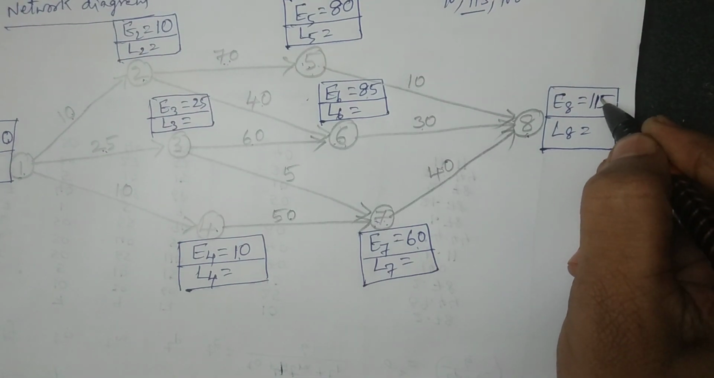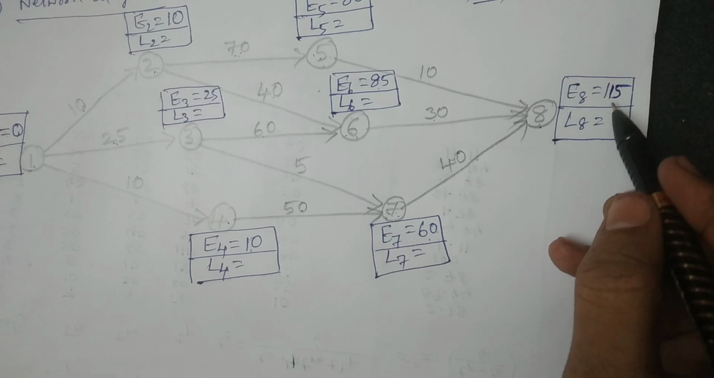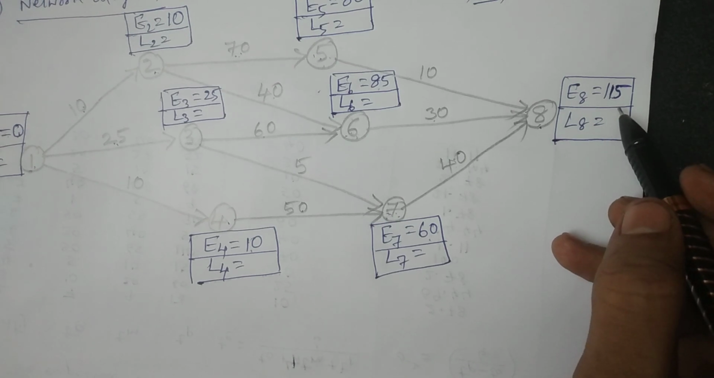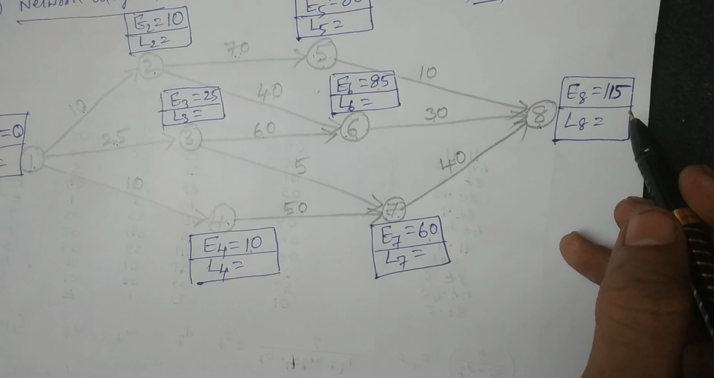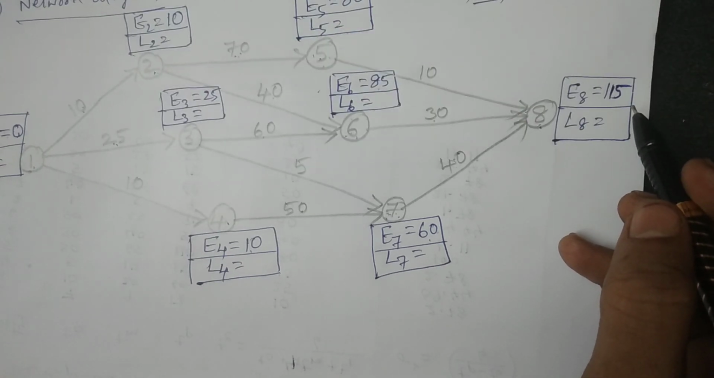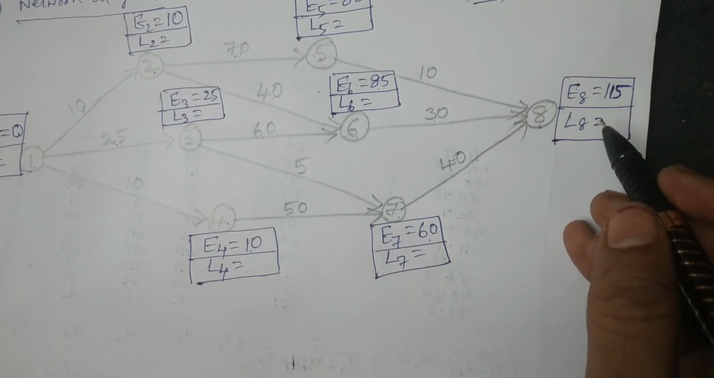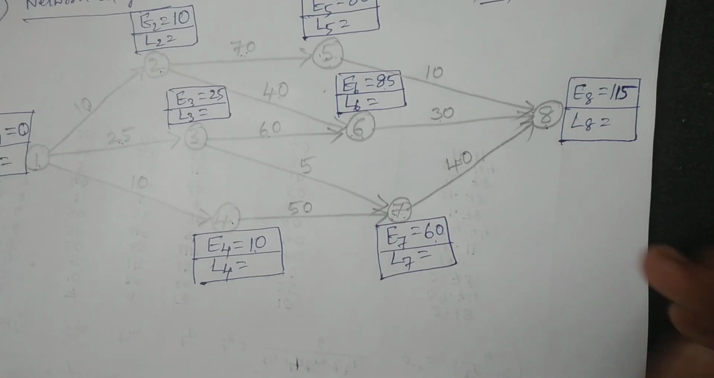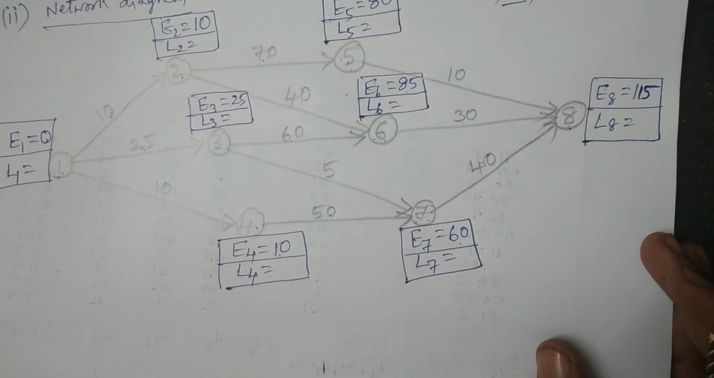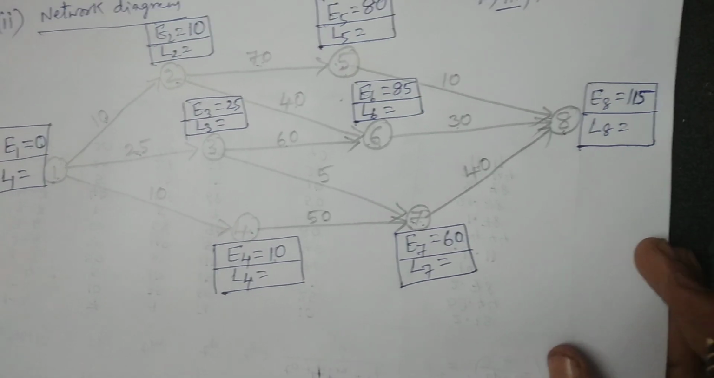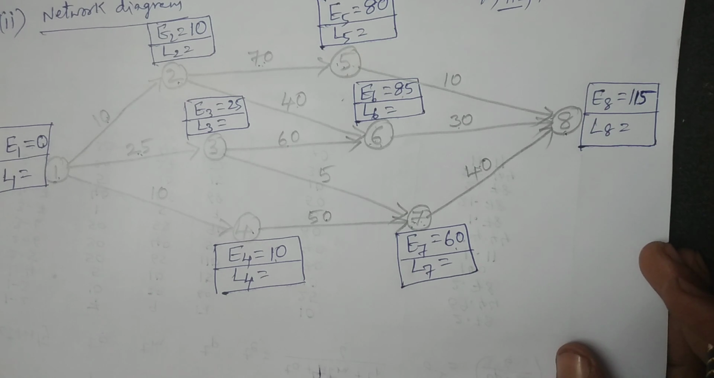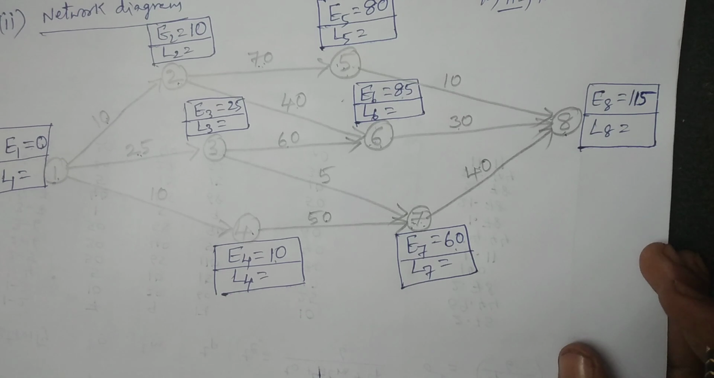So now you can easily understand, I tell you one particular point here: E8 is 115, which represents the total duration to complete the project. That is the expected duration in the PERT calculation, right? So 115. This is the forward pass calculation. By using forward pass calculations, we have calculated the values of E. Now by using the backward pass calculations, we calculate L values, that is the latest times. Earliest times we have finished, now latest times.